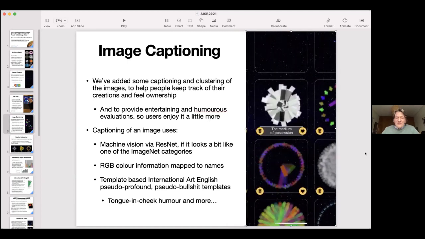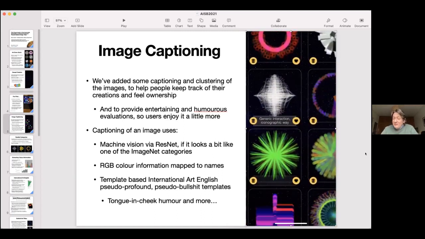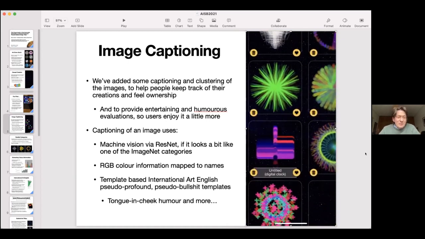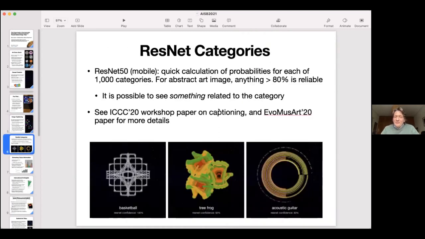So you can see that some of them are tagged with things which they look a little bit like, some are tagged with colors, and some are what might be called bullshit, which I will come on to in a second. Just covering these different types, I haven't got time to go into how ResNet is used. There's a paper on this if you're interested at ICCC 2020 and one at Evo Musart 2020 with different details in. Basically you can run ResNet, this machine vision neural model, very quickly on a mobile device in milliseconds. Anything which is sent back at 80% confidence is tagged and used in the image captioning.